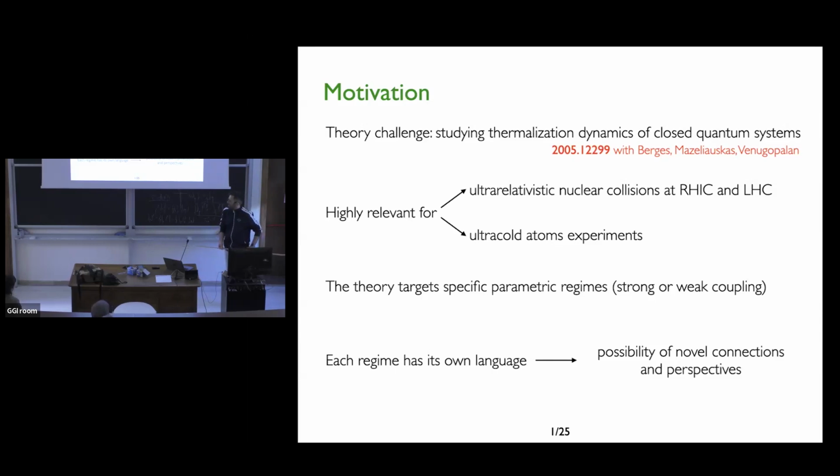It's not a controversial statement, I think, to say that theory targets specific parametric regimes, such as strong or weak coupling, and each regime has its own language. Strong coupling has this language of holography, black holes, quasi-normal modes. Weak coupling has a language of kinetic theory, moment equations, etc. And I believe this fact that there are these 2 languages creates novel opportunities, related to the fact that these communities interact with each other in a limited capacity. In particular, this allows us to seek phenomena known from one language in the other language and vice versa. And this talk is precisely about this kind of novel connections and perspectives between strongly coupled phenomena and weakly coupled phenomena.